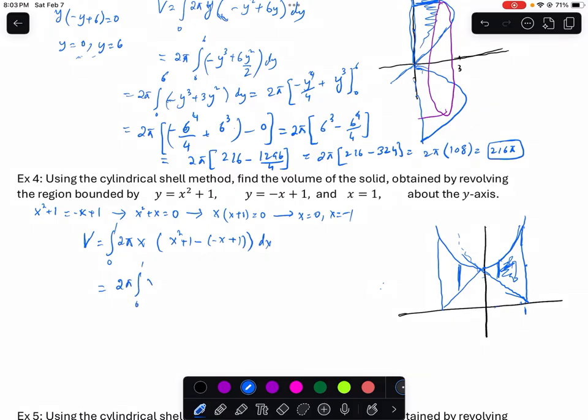Okay, let us first clean inside. x squared plus 1 plus x minus 1 dx. So 1 and 1 cancel out, so we are left with x squared plus x. And then we have an x out here, so multiply it in and integrate.